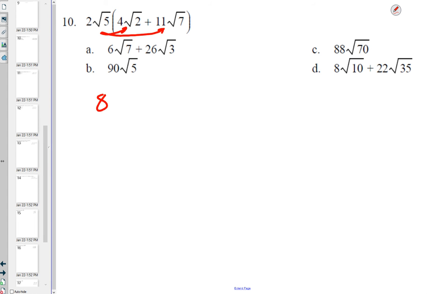2 times 4 is 8. 5 times 2 is 10. So 8 square root of 10 is the first multiplication. For the second instance of multiplication, 2 times 11 is 22. And then 5 times 7 is 35.